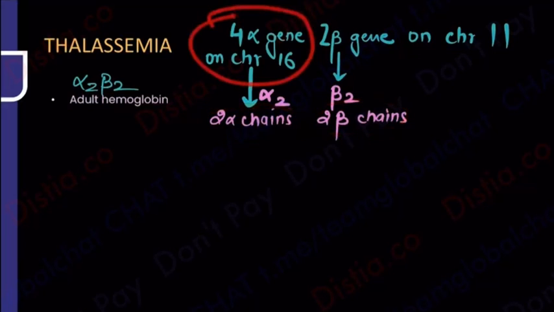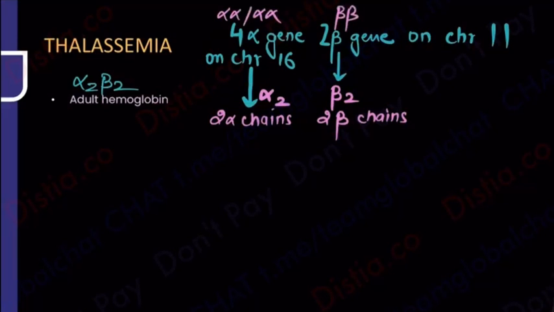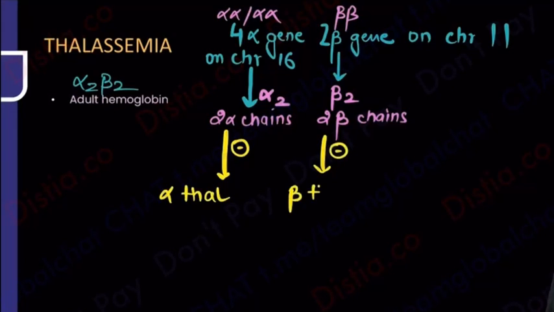But alpha chains are made from how many genes? If I had to write, alpha chains are made from 4 genes, whereas beta chains are made from 2 beta genes. So 2, 2 and alpha is going to be 4 alpha genes. Now I say, what is alpha thalassemia, what is beta thalassemia? If the alpha chains are not present, that means it is a case of alpha thalassemia. And if the beta chains are not present, it is a case of beta thalassemia.